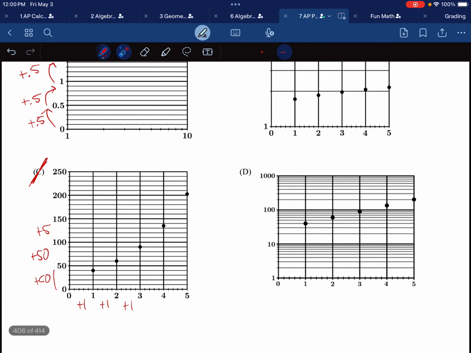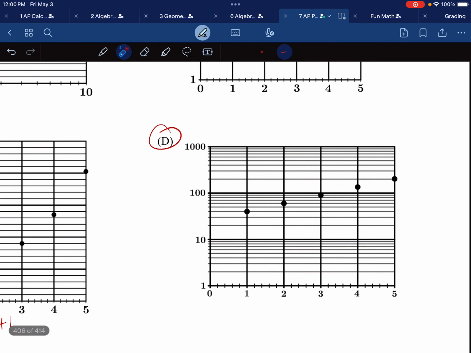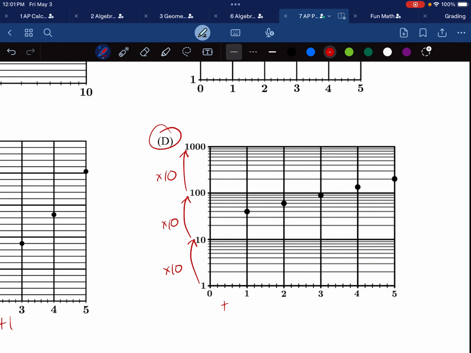And then therefore, I think by process of elimination, the answer has to be D. Let's analyze why. First of all, it's a log scale on our y-axis because you can see to get from 1 to 10, I'm multiplying by 10. To get from 10 to 100, I'm multiplying by 10. To get from 100 to 1,000, I'm multiplying by 10. So I'm constantly multiplying on our y-axis. And on the x-axis, I'm just adding 1, adding 1, adding 1. If you constantly add on the x-axis and multiply on the y-axis, that is a semi-log plot.